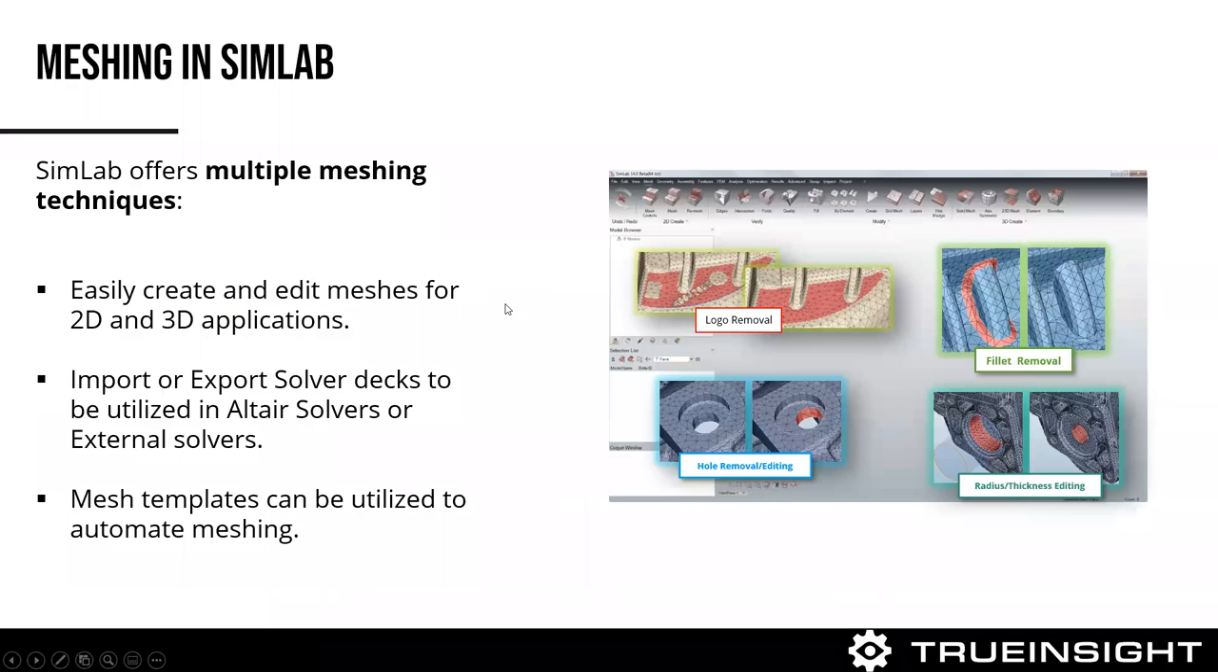So the first thing we'll talk about is meshing. SimLab offers multiple meshing techniques. I actually ran a webinar a few months ago on HyperMesh. If you haven't checked that out, it's on our YouTube. HyperMesh is a very powerful meshing algorithm. One of the things that Altair does very, very well in both 2D and 3D is meshing, and the same thing can be said about SimLab. SimLab has multiple meshing techniques that really allow users to edit meshes and create meshes.